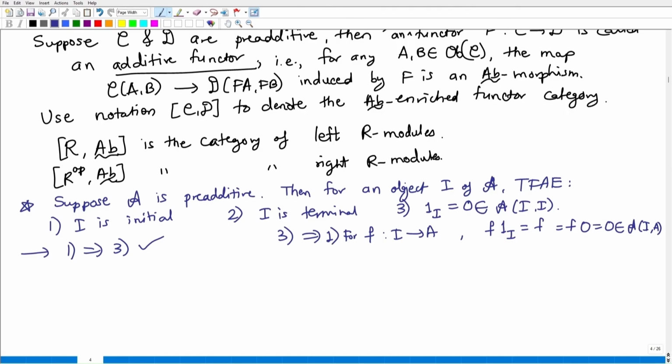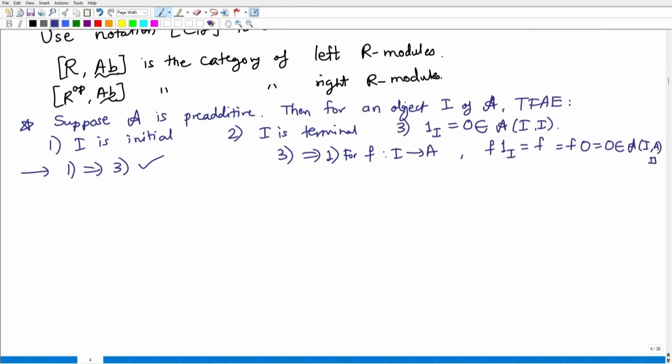So what did we prove? That every morphism is the 0 morphism. So obviously there is a unique morphism and we are done. Hopefully no question here.